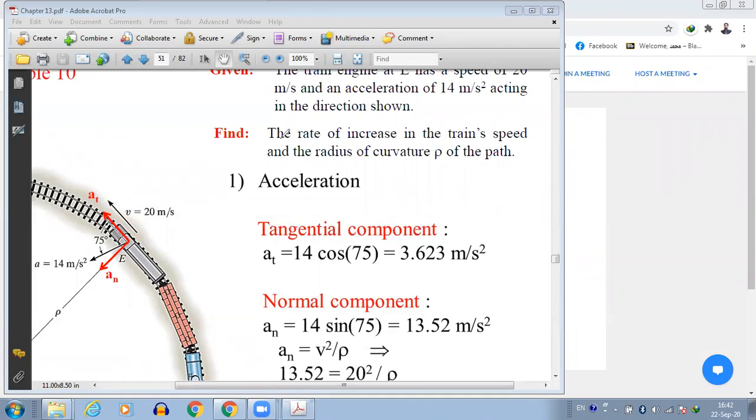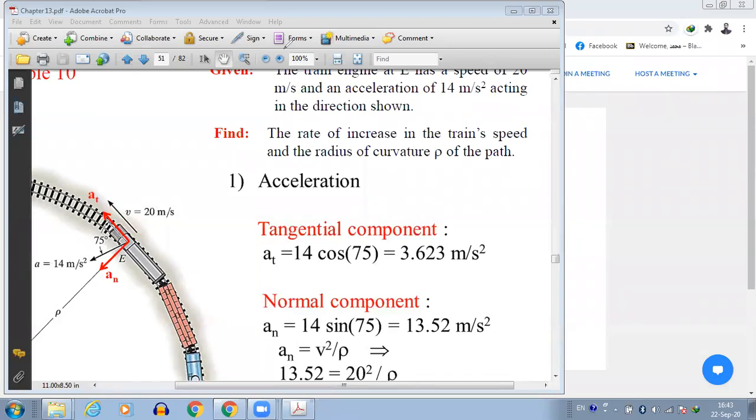So you have to decode yourself what they are asking. It's not AN. AN will be the rate of change in the train's direction. If they were asking AN, then they would ask what is the rate of change in the train's direction. But they're not asking AN, they're asking AT, that's the rate of increase in train's speed. What is the second thing which is asked? Find the radius of curvature of the path, which is rho.